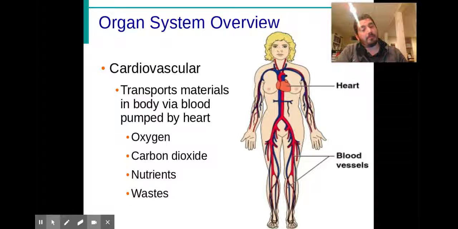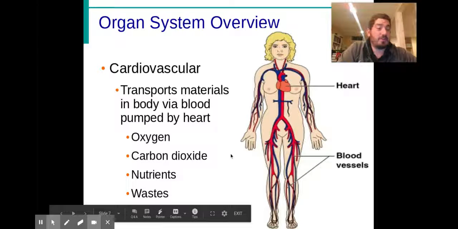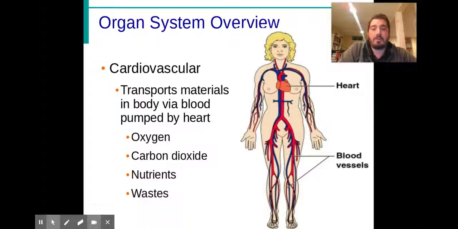It moves around, and blood moves around our whole body really, really quickly. Things like oxygen, carbon dioxide, nutrients, waste, other things like sugars, and those hormones we talked about on our last slide, right? All get circulated by our cardiovascular system.